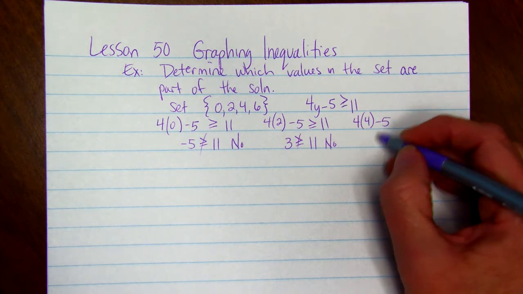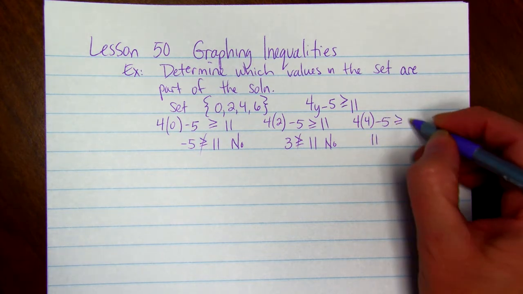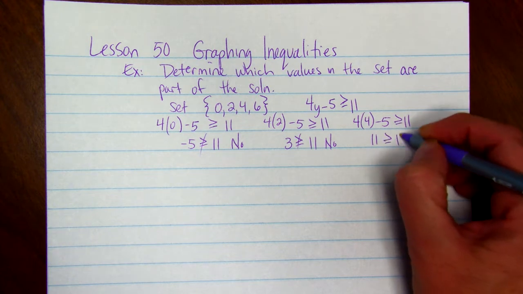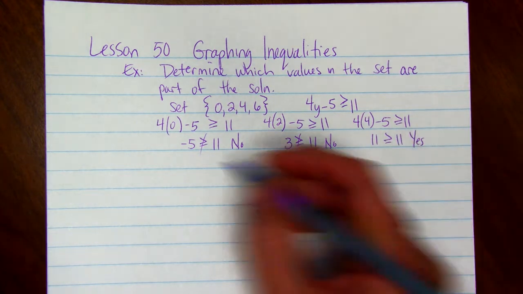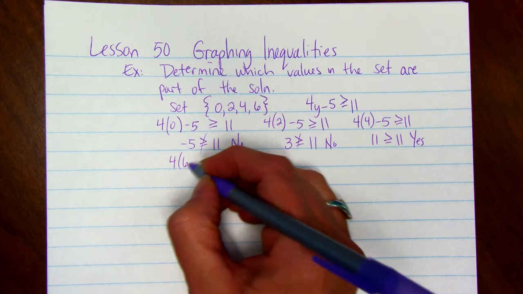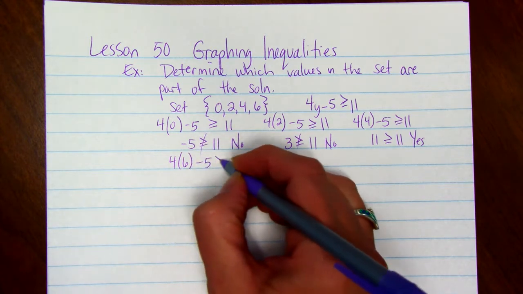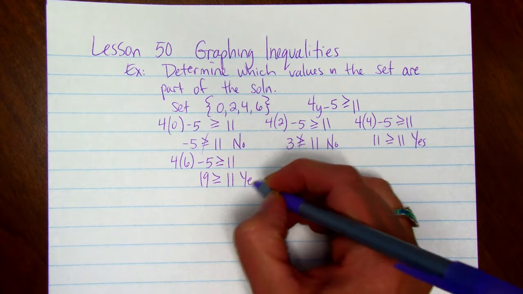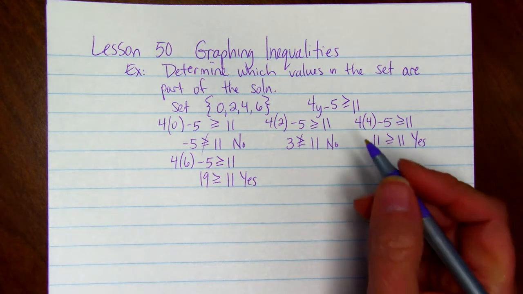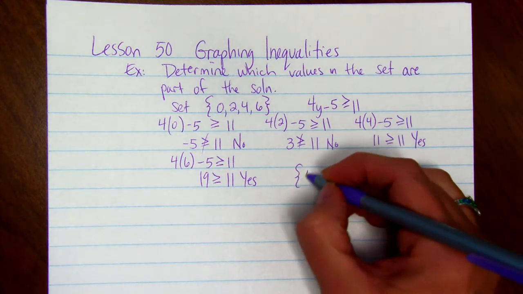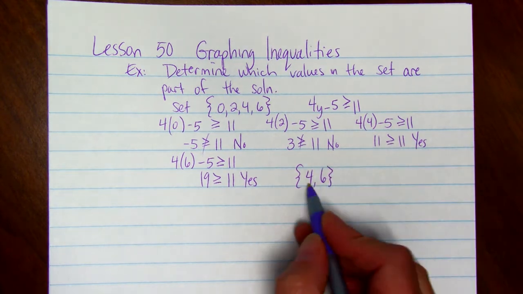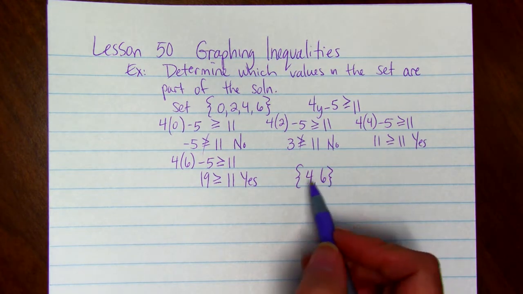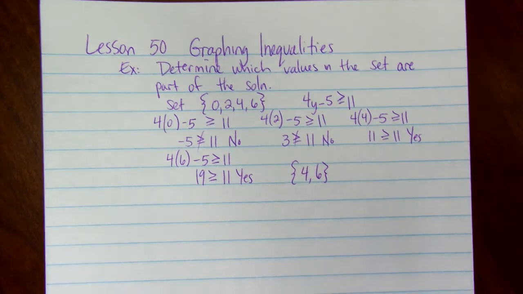So 16 minus 5 is 11. Is that greater than or equal to 11? Yes. And then we'll do 4 times 6, which is 24 minus 5, which is 19. Is that greater than or equal to 11? Yes. So we have 4 and 6. Those are both part of the solutions of this inequality.